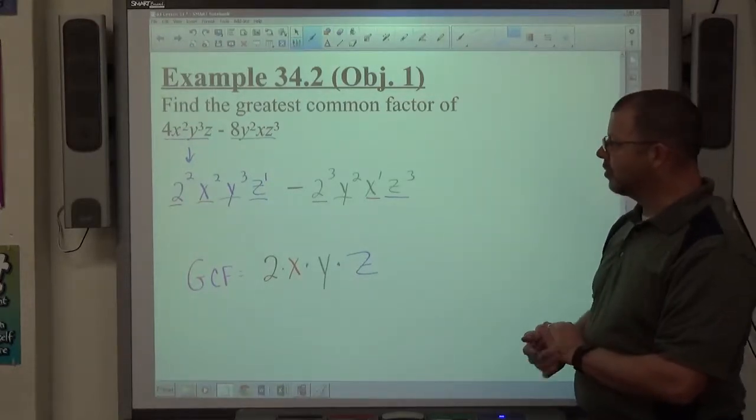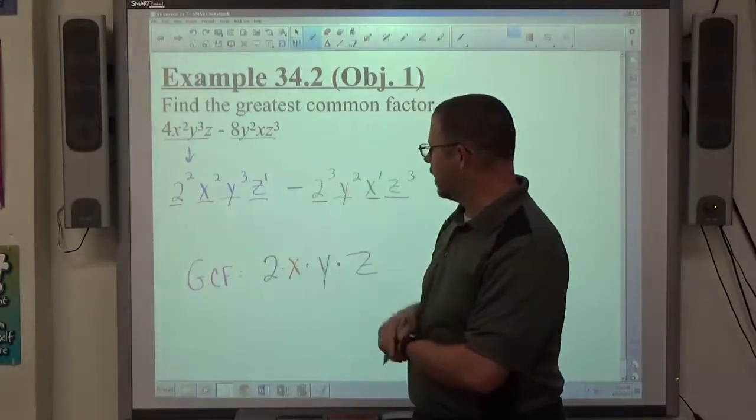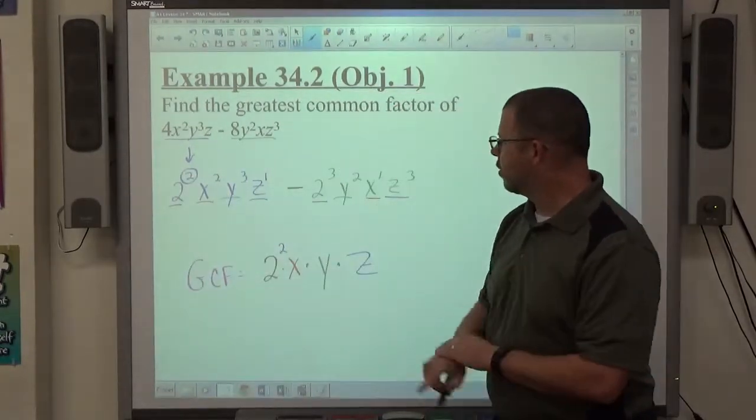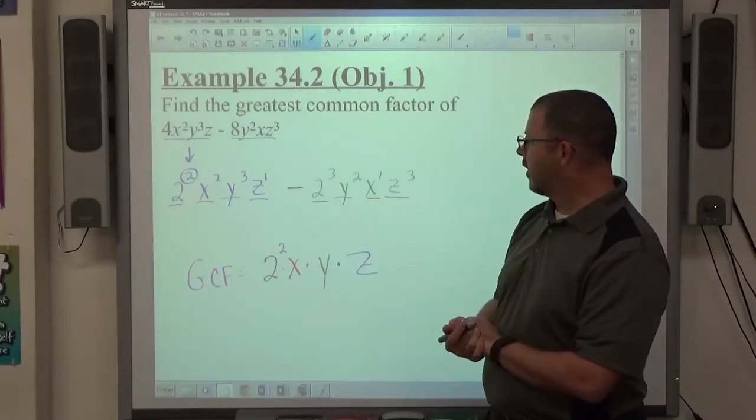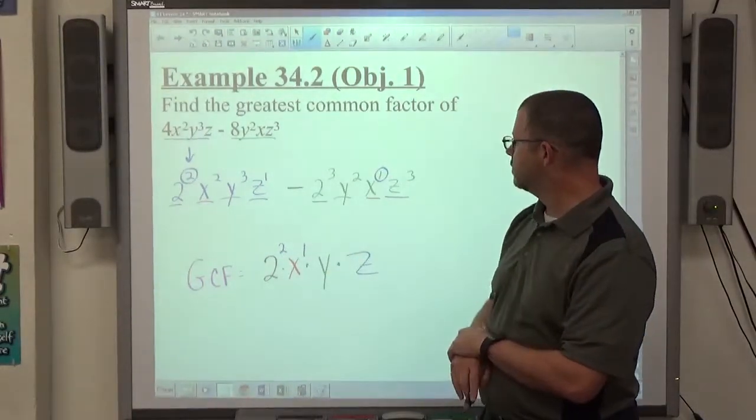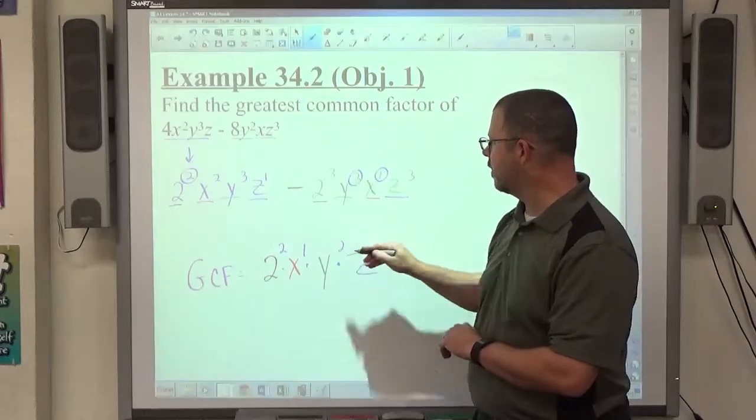Looking at the 2's, my choices are 2 and 3. Which one do I take? 2. Always take the smaller power. So 2 and 3, 2 is smaller. For the x's? 1. 1's the smaller power. Very good. For y's? 2. 2's the smaller power. And z's? 1. 1.